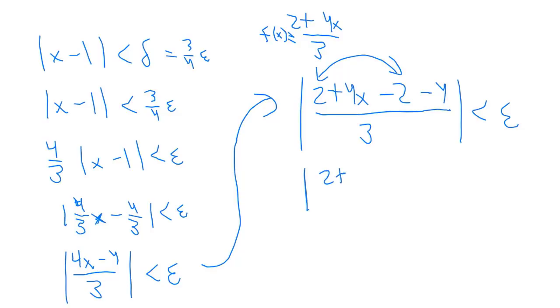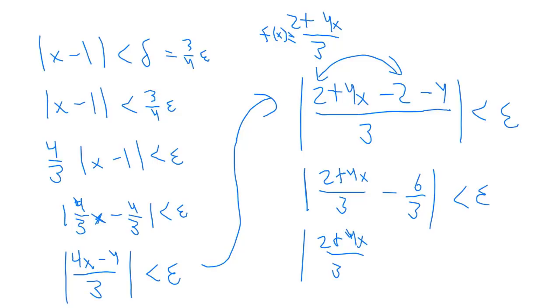And then you would get 2 plus 4x over 3 minus 6 over 3. I did multiple operations in the same step, but it's the 2 and the 4 combined together to get a negative 6, and then I separated the fractions. And that gives us 2 plus 4x over 3 minus 2 is less than epsilon. And now that we showed that both equations are equivalent, it confirms that our statement about the epsilon delta definition is true.